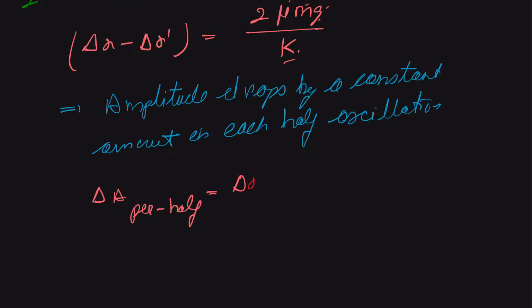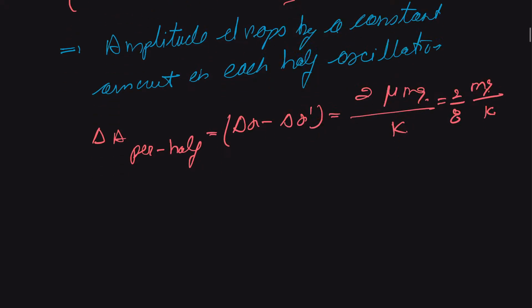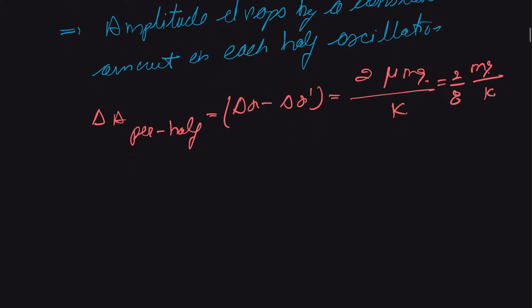And this drop in amplitude per half oscillation we can write as delta A per half, which is equal to delta x minus delta x prime, which is 2 mu mg upon k, and mu we know is 1 by 8. So we can write this as 2 upon 8 mg upon k. It means delta A per half oscillation will be equal to 1 by 4 mg upon k. Okay, so we have to keep this in mind.